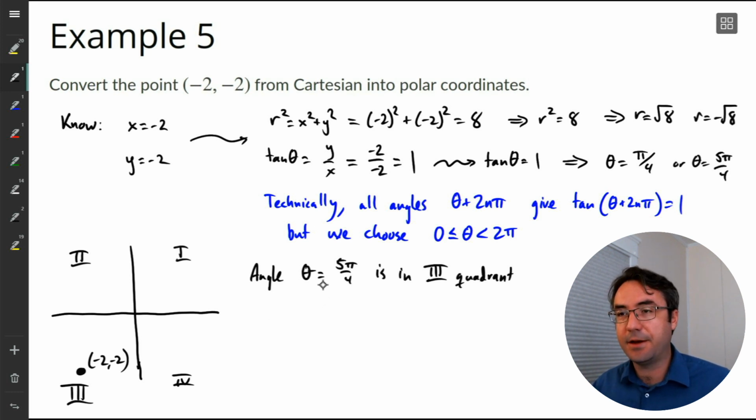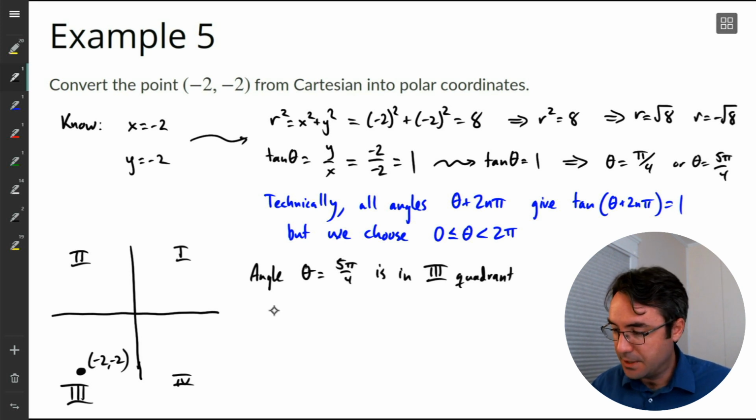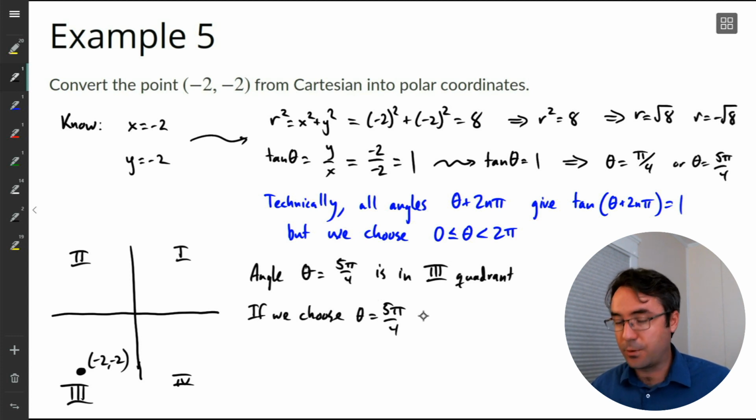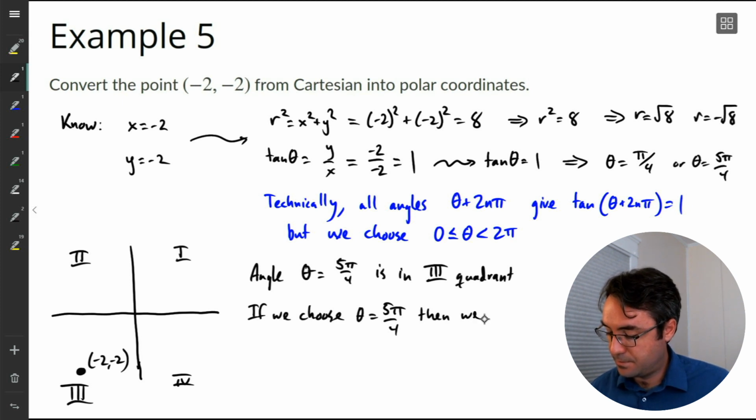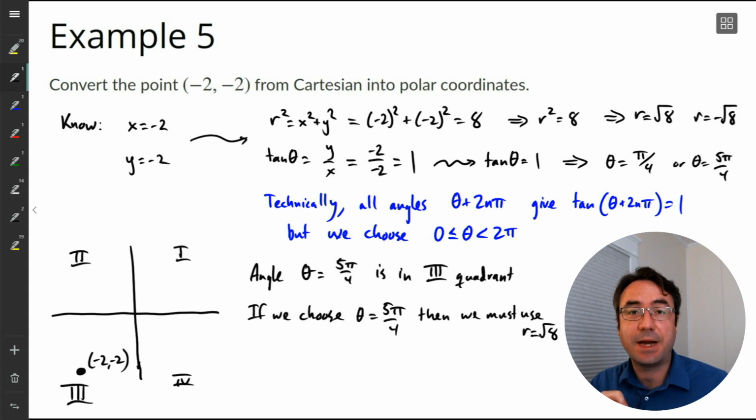So because angle theta 5 pi over 4 is in the third quadrant, we want the direction that we're going in to be positive, so that we go in actually that direction. So if we choose theta equal to 5 pi over 4, then we have to use the positive r value.